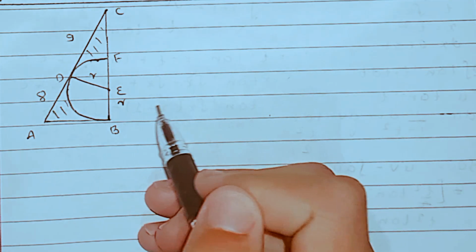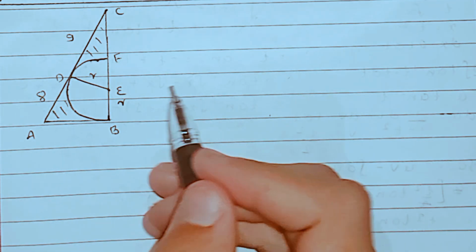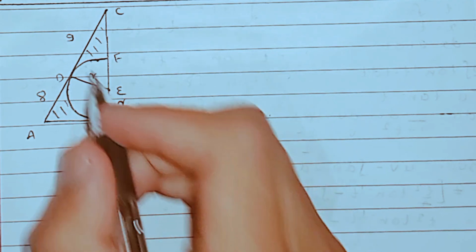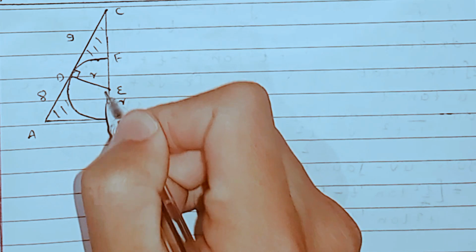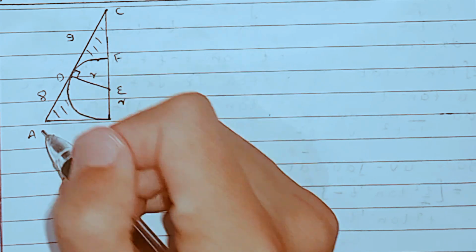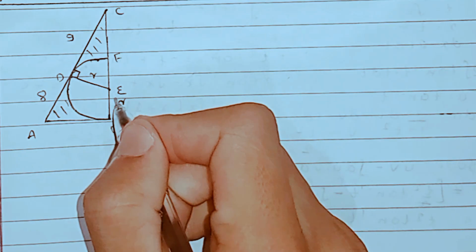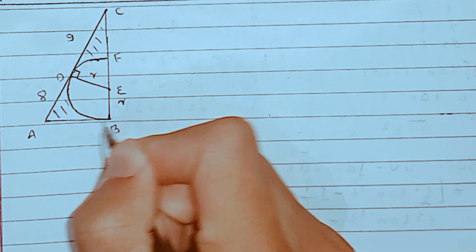So now let's begin. We have to know a theorem that the line drawn from the center of the circle to the tangent is perpendicular to the tangent. So this line ED will be perpendicular to AC as mentioned by the theorem, and using this theorem again we can prove that EB will be perpendicular to AB.